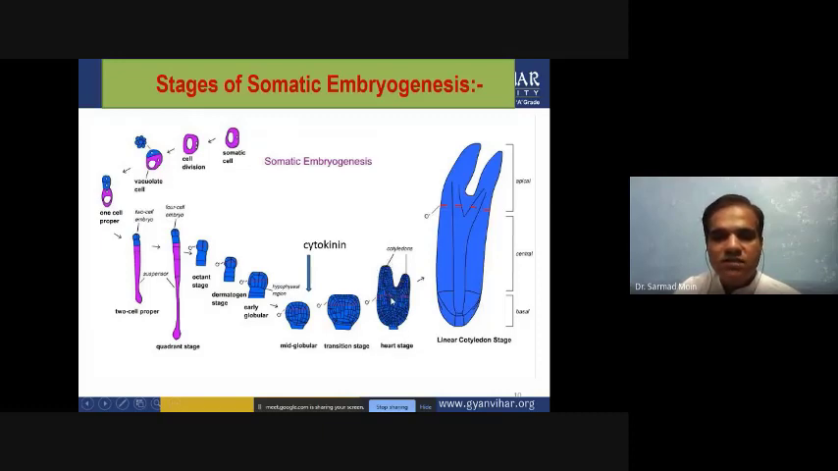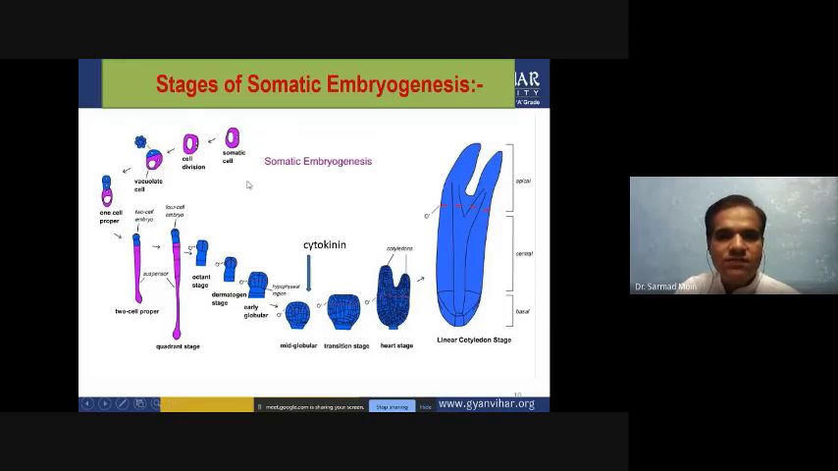The heart-shaped stage can convert into the linear cotyledon stage, and these cotyledons have three very specific parts: the apical part, the central part, and the basal part. The apical part can produce the shoot, and the basal part can produce the fruit.